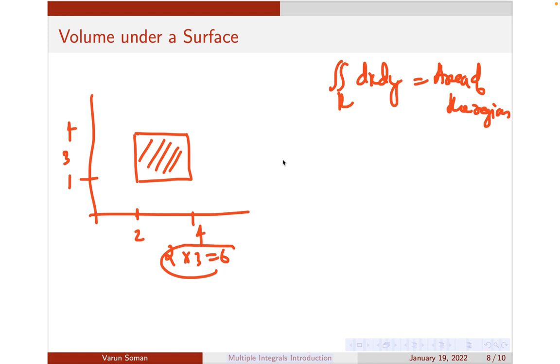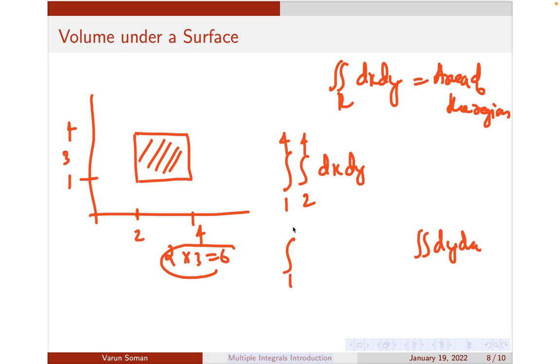Now let us apply double integration. Suppose you are evaluating dx dy, or for that matter you can also evaluate dy dx. Suppose you are just evaluating this. So what will you get? The variation of x is from 2 to 4, variation of y is from 1 to 4. So when you integrate, what will you get?